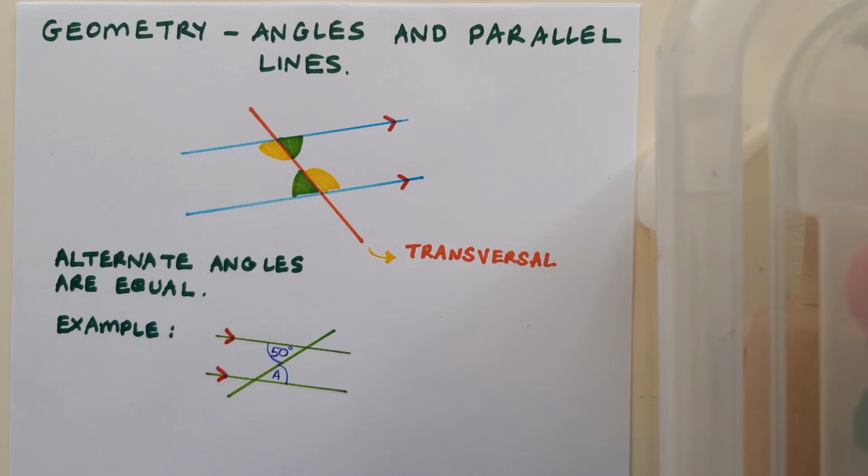For example, here I have a pair of parallel lines with a transversal drawn through them. I'm told that this angle is 50, and I want to find the size of the angle A. What do you think A would be equal to? A equals 50 degrees. Like in previous videos, if I don't need to do a calculation, I should reference the rule that I'm using. And the rule here is alternate angles.